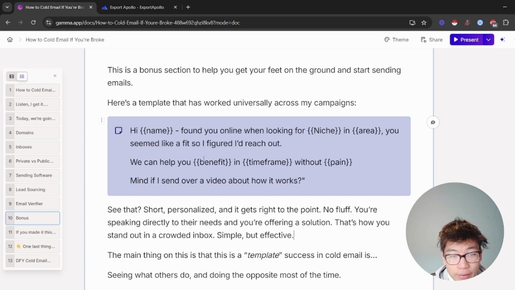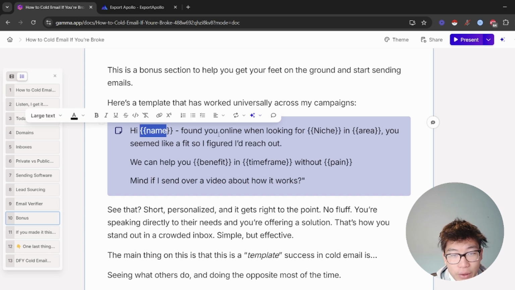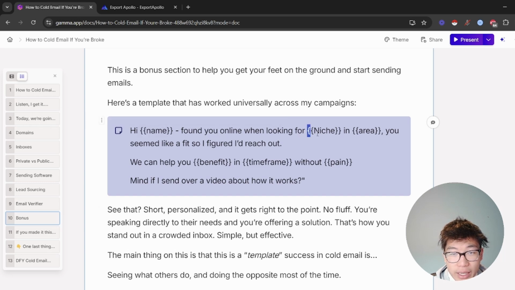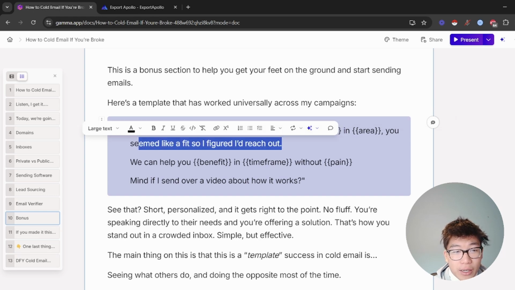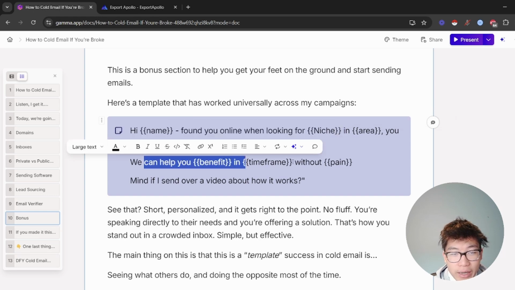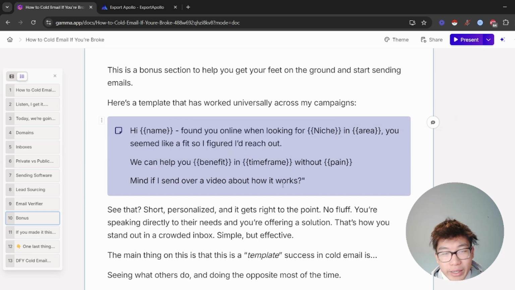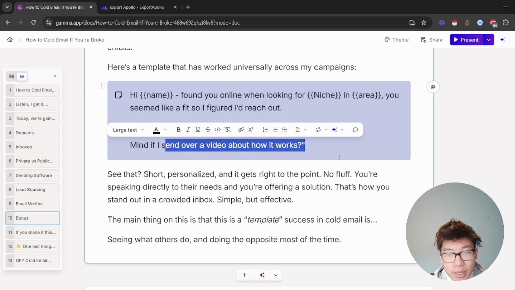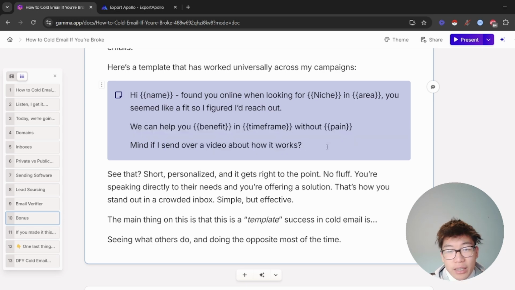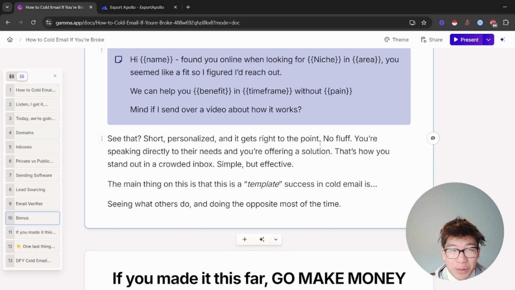So, hi Liam, found you guys online looking for agencies in Dublin. You seem like a fit, so I figured I'd reach out. We can help you get 10 to 15 more digital marketing agency clients in the next 3 months without having to run ads or something like that. Mind if I send over a video about how it works? Basically, it's a soft CTA, and then you can sell them on the video. So make sure you have a good video, your video game's on point.